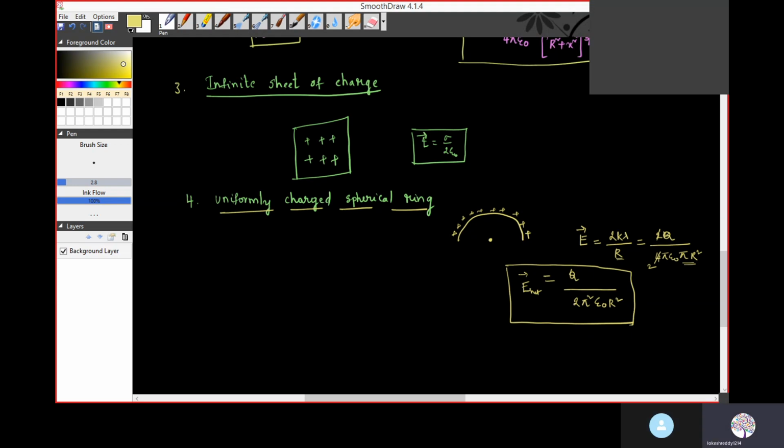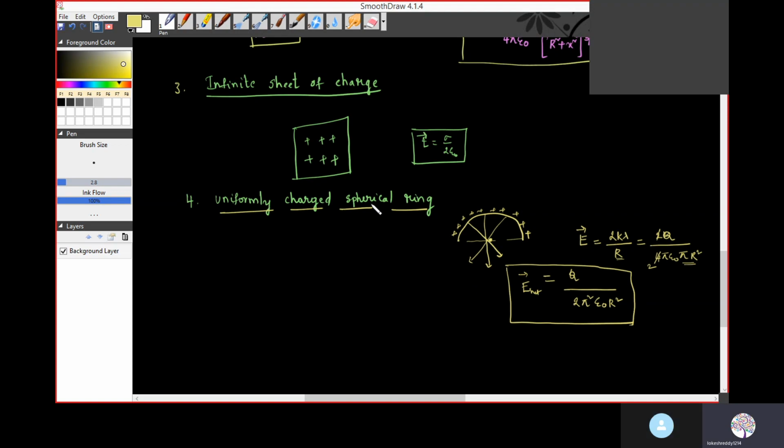Now, at the center, we will have a net resultant because this one will push in this direction, this one will push in this direction, and this one will push in this direction. If it is a full circle, then the net will be 0, but it is not a circle, it is only half of the circle, a semicircle. So you won't get 0.